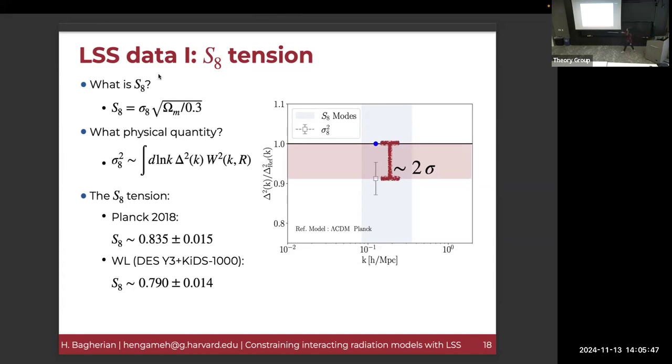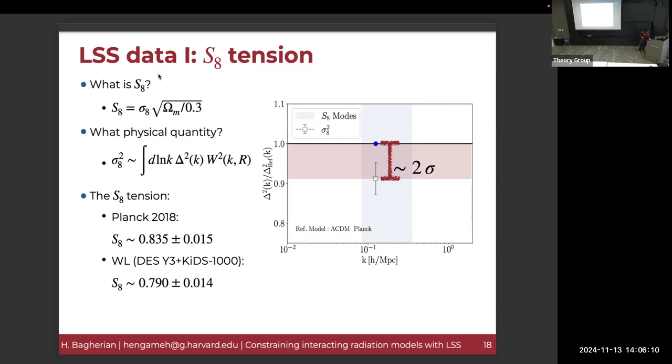Delta, I said, is the matter power spectrum. And W is some sort of convolution function. It's a filter that smooths out small fluctuations for me and gives me a quantity that measures structure formation based on small fluctuations.